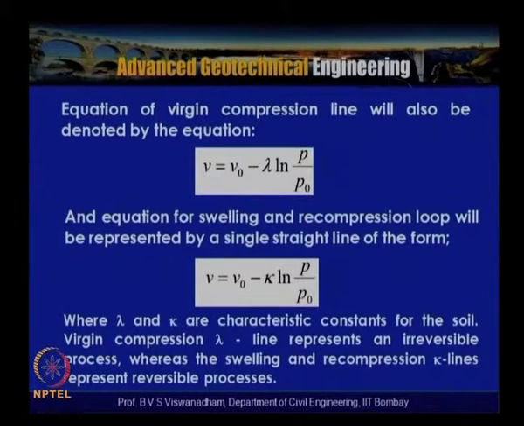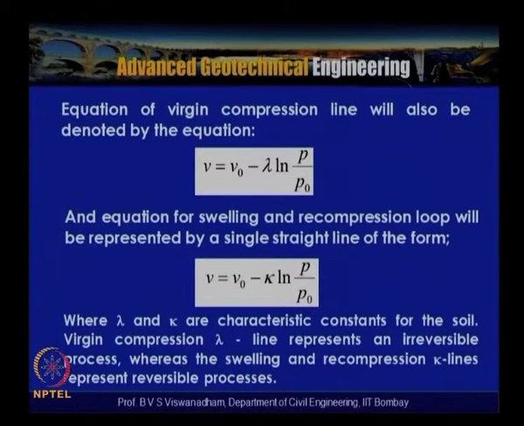Now, this equation of the virgin compression line is further represented in terms of sample volume, in terms of specific volume, that is nu, and is equal to nu naught minus lambda natural logarithm of p by p naught, which is nothing but sigma by sigma naught, wherein lambda is a characteristic constant and nu naught is the initial specific volume. Specific volume is nothing but 1 plus e, and these are related to the water content, specific gravity and void ratio. The equation of the virgin compression line will be denoted as nu is equal to nu naught minus lambda natural logarithm of p by p naught.